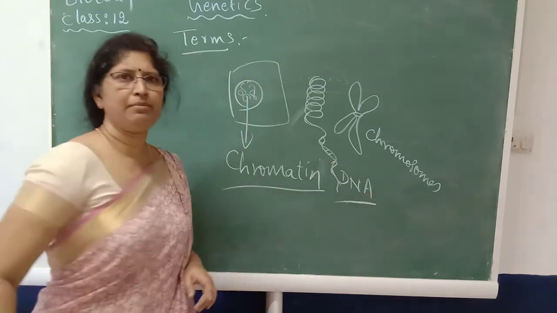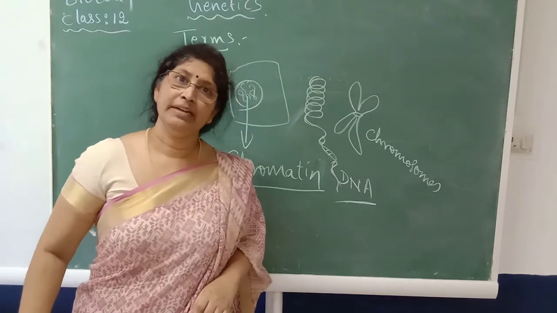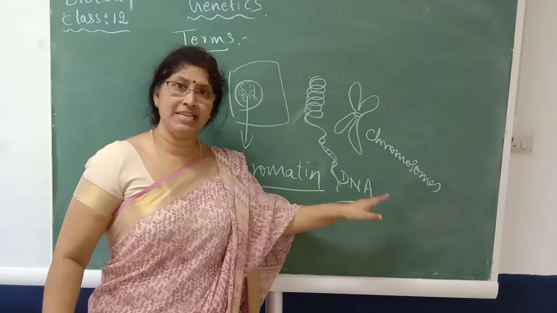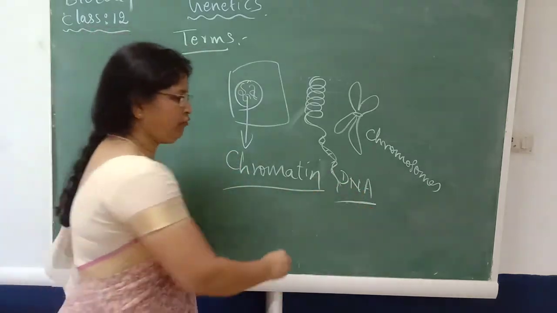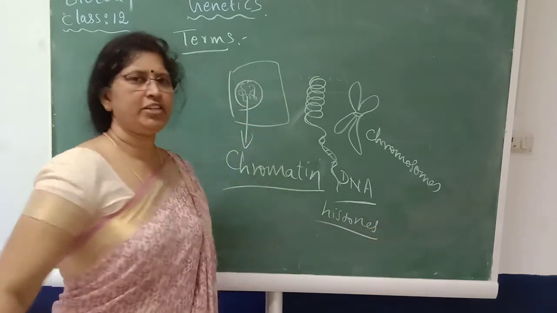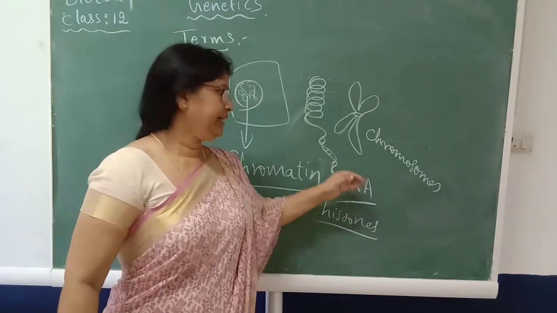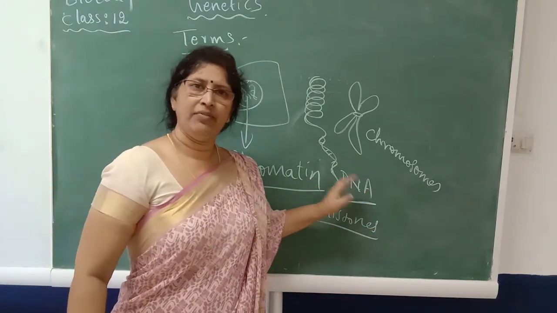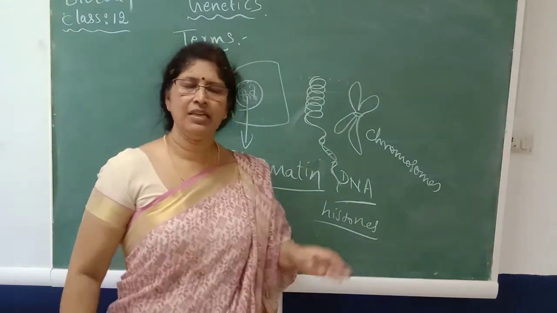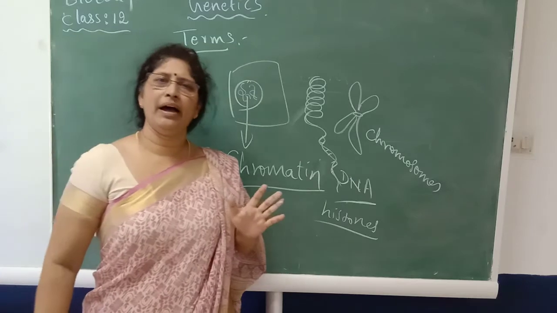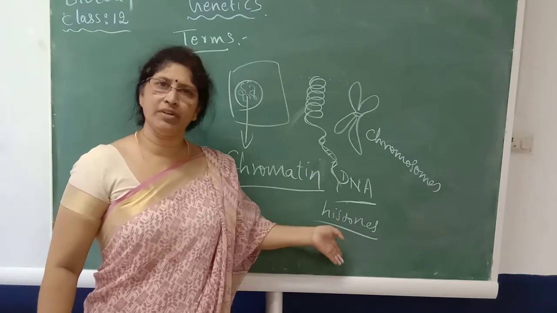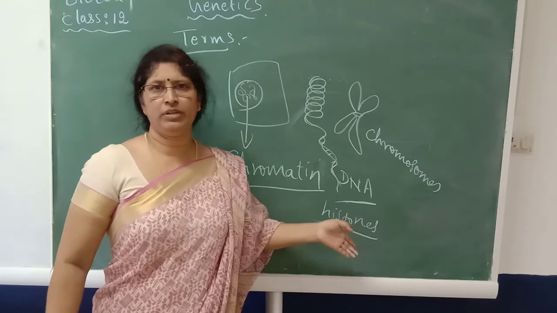This thread is made up of DNA, and this DNA is made stable by a set of proteins called histones. The detailed structure of DNA we are going to study in the next chapter, the molecular basis of inheritance. But right now, just to make you understand the concept of genes, I am giving a brief introduction as to what it actually is.